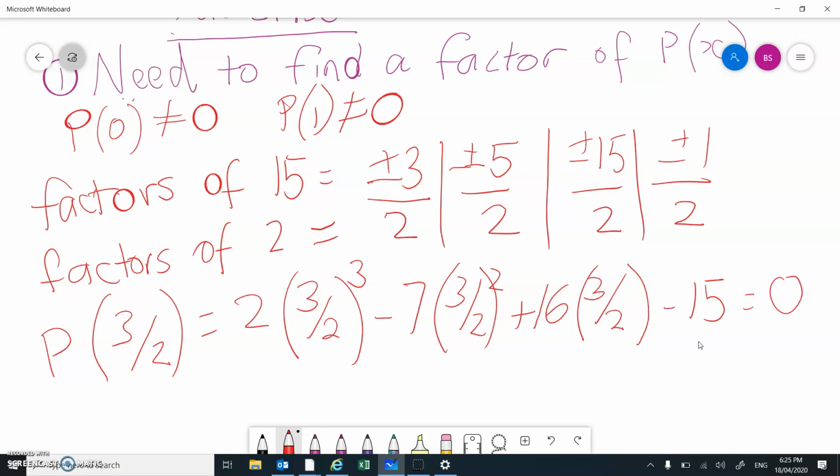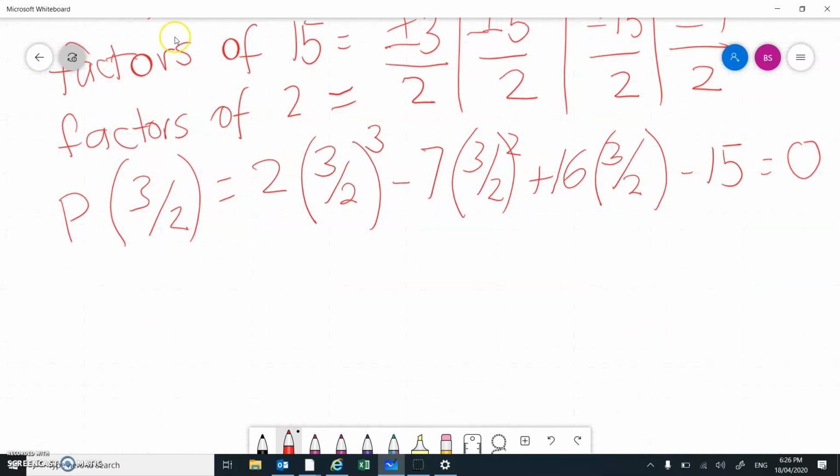Maybe that was luck, or maybe I knew that already. But you'd have to try them all. My best advice would be to start from the first one and then try them one by one. So we get 0. So what does that mean? Well, p of 3 on 2 equals 0. So what is the actual factor? That's not the factor. If we sub that in, we get 0.